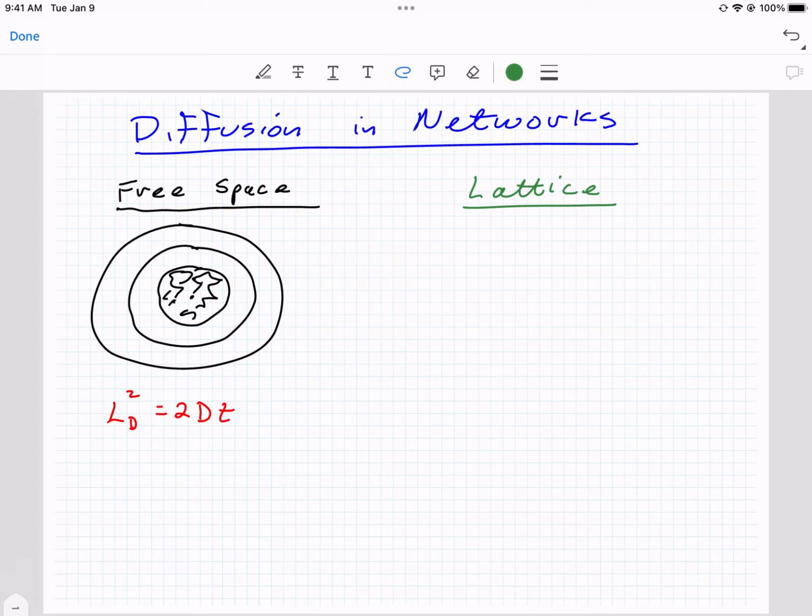Now we can then consider what happens, sort of an equivalent case for a lattice. Okay, and so for a lattice we can think of having these nodes, and these nodes can have certain concentrations to them, and they'll have neighboring nodes, and then they'll have neighboring nodes, and these are all connected. And so this is a lattice.